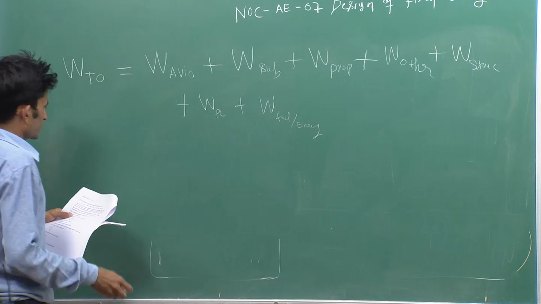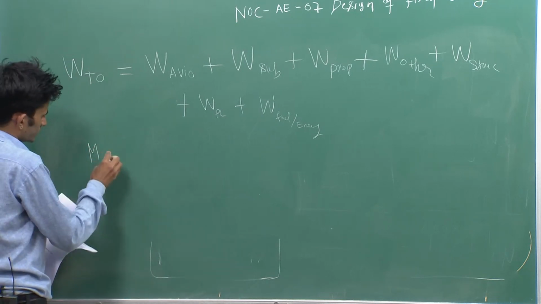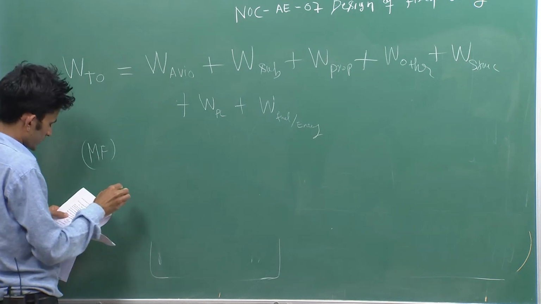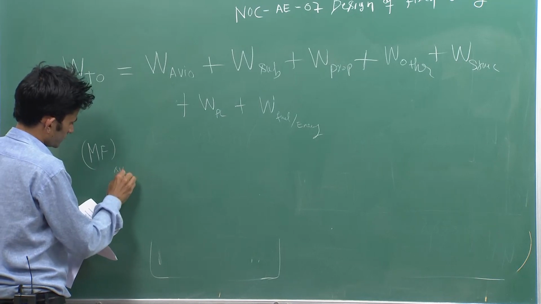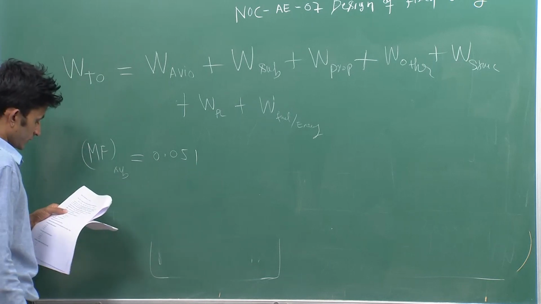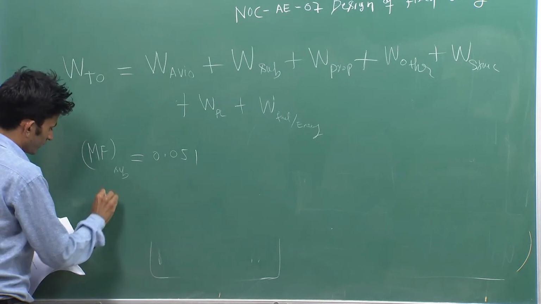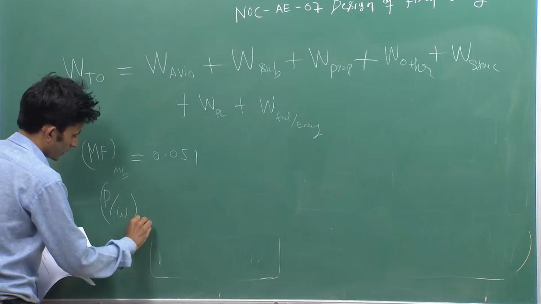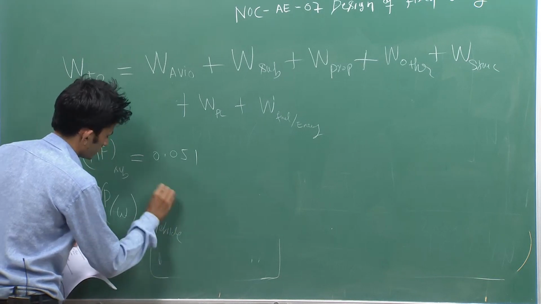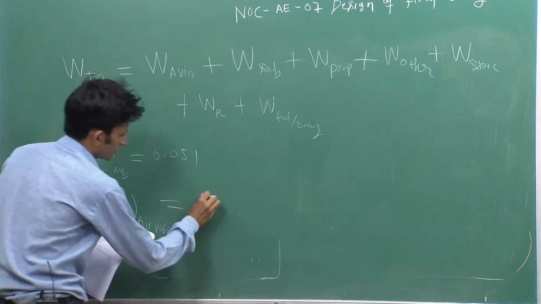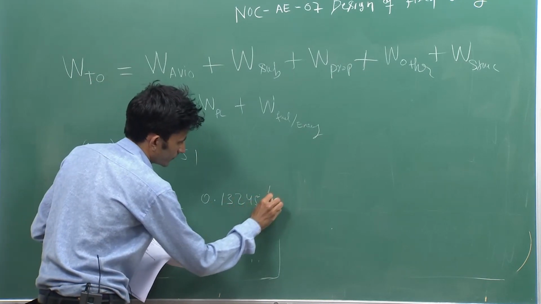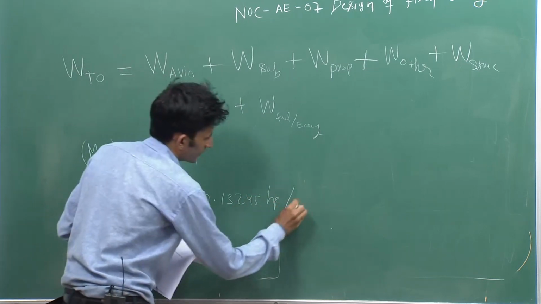With this information, it is also given the mass fraction of structures, how much percentage with respect to the total aircraft weight the structure weight is, given as 0.051. And the power to weight ratio of the air vehicle is also given, which is 0.13245 HP per kg.